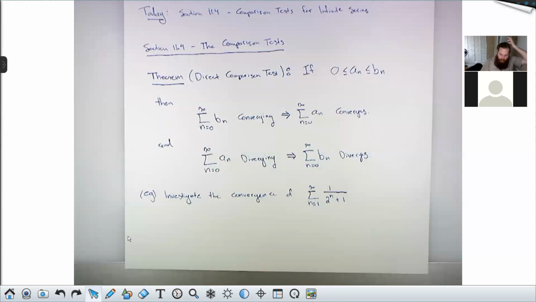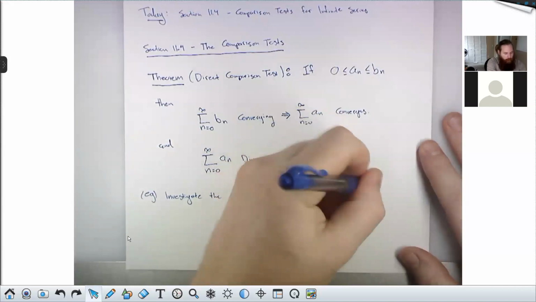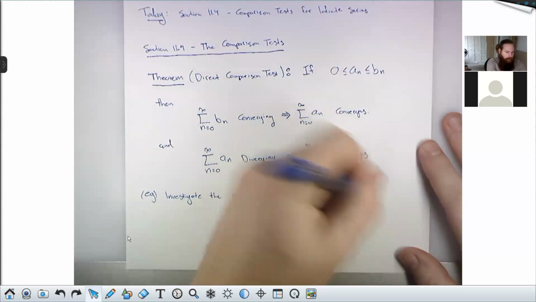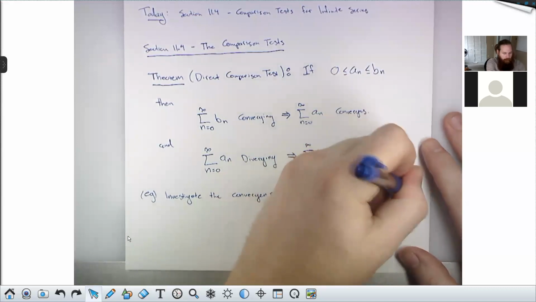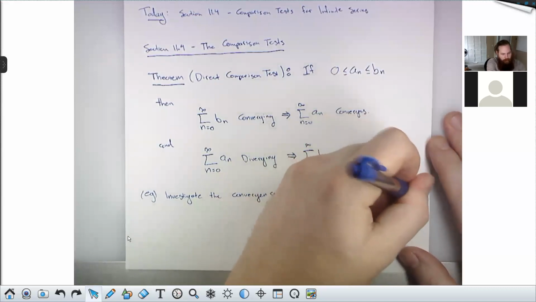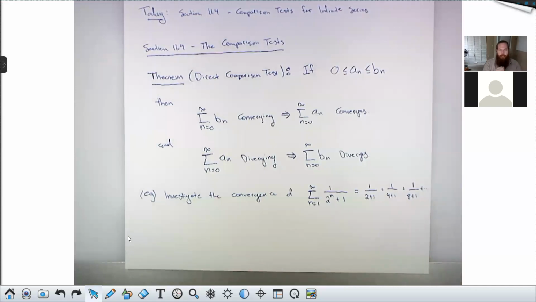So here the series is adding up the sequence 1 over 2 to the n plus 1. Just to remind you what this looks like, that's 1 over 2 plus 1 plus 1 over 4 plus 1 plus 1 over 8 plus 1, and so on forever and ever. All right, just reminding you what the sigma notation does.